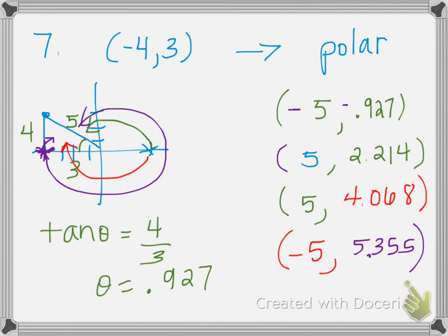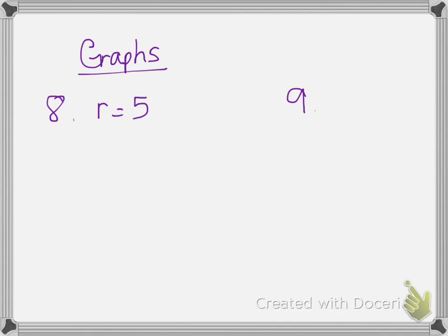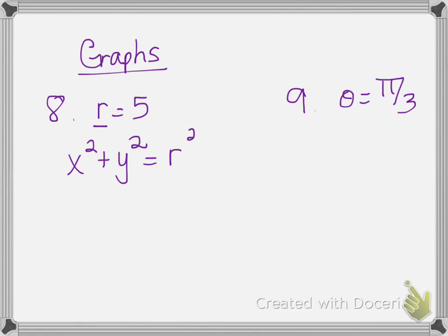Now, there's lots of things that you can do with polar graphs. That's the coordinates. We also want to talk about polar graphs. There's two really important ones I want you to know. One of them is r equals 5, and the other is the angle equals pi over 3. The r means the radius is 5. Well, that means you're talking about a circle. And the formula for a circle is x squared plus y squared equals r squared. So that particular graph is x squared plus y squared equals 25.